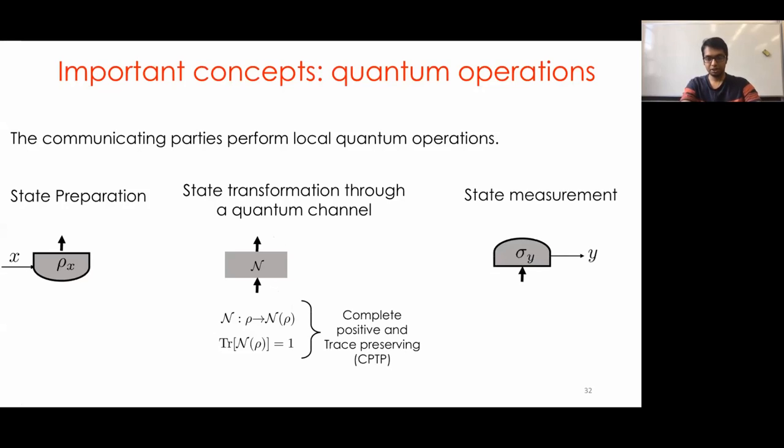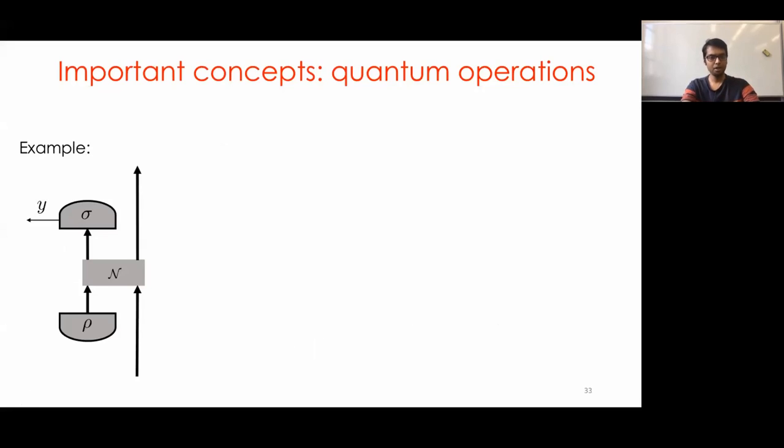The third situation is state measurement, where the party, upon receiving some quantum state rho X, measures the quantum state and receives the classical value Y. The conditional probability of getting the value Y given the state rho X is given by the trace of the measurement operator sigma Y and rho X. This is known as Born's rule.